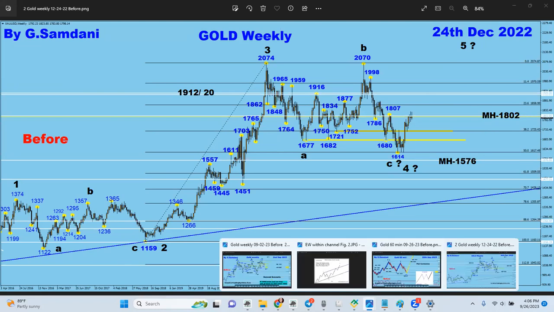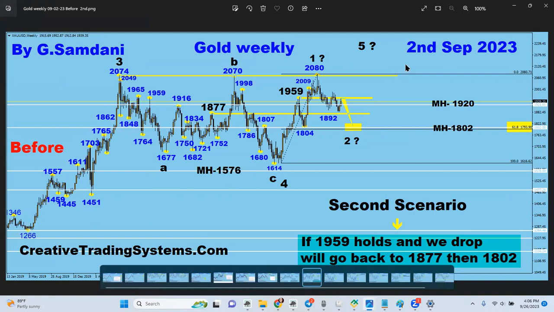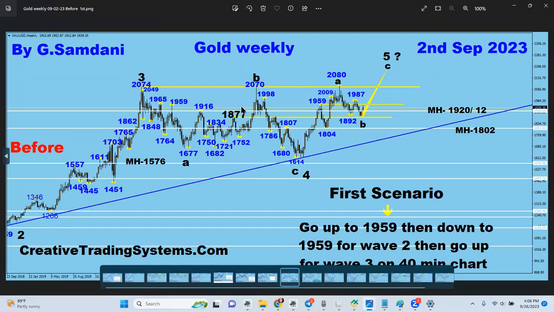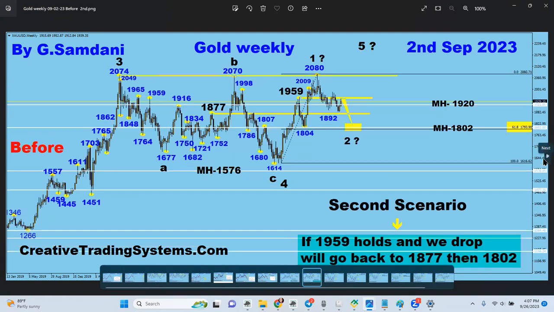What's happening right now? This is a weekly chart. This is the weekly chart I made September 2nd, and I made two charts. This is the second scenario. The first scenario was that if we're going to bounce from 1877 and stay above 1877, we can go straight to the upside, right? Or if we cannot go above 1959 and hit that and drop back below 1877, we will go down to 1802 then, right? Break this 1877 and then go down here.